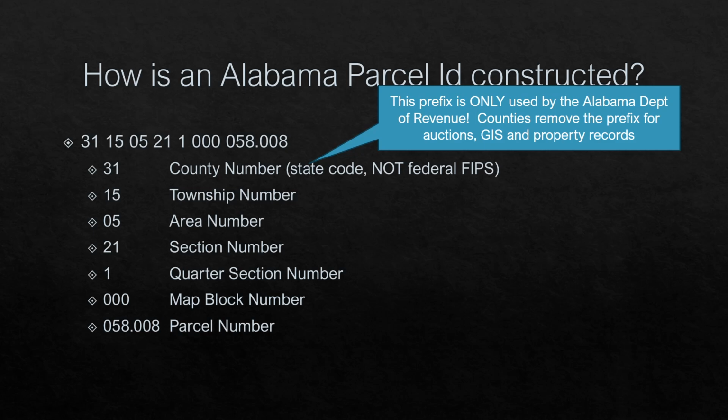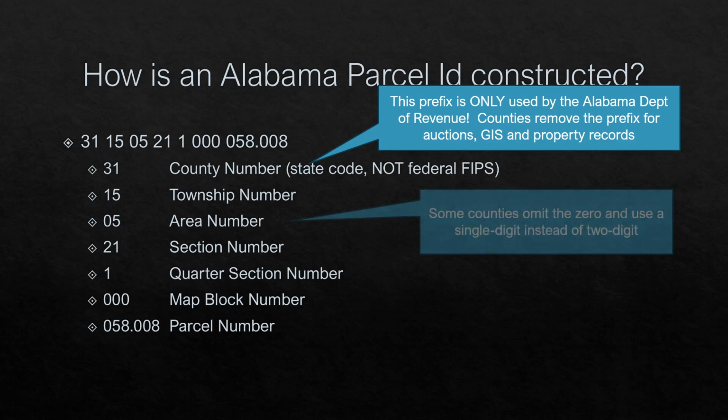So we have these numbers for you, but again, dealing with the county straight up, you do not want to include the 31 prefix. The area number, depending on the county, you might have a leading zero or you might not. Sometimes that will be 05, sometimes it will be 5. We'll talk about that some more later.